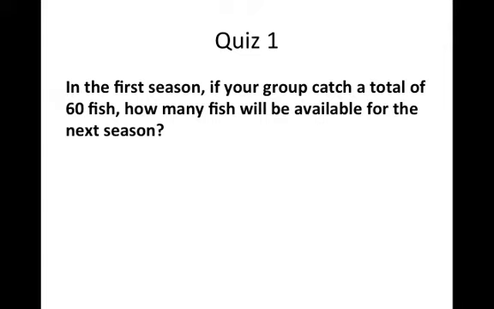Quiz 1. In the first season, if your group catches a total of 60 fish, how many fish will be available for the next season? The answer is 40. The first season begins with 80 fish. If a total of 60 fish are caught, 20 fish will remain. These 20 remaining fish will spawn and double to 40 fish for the following season.